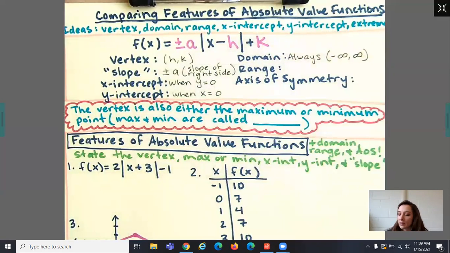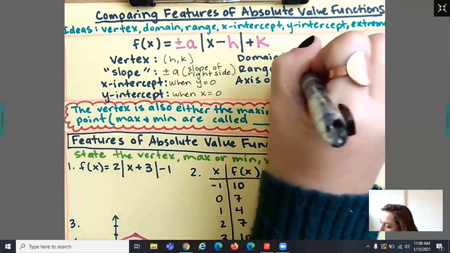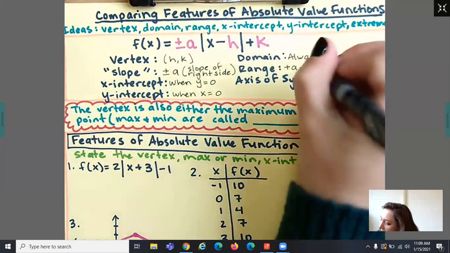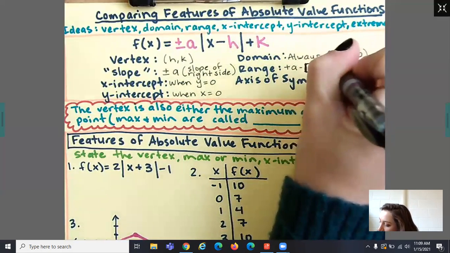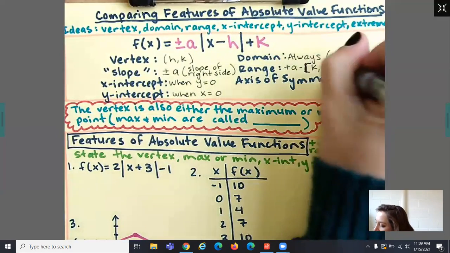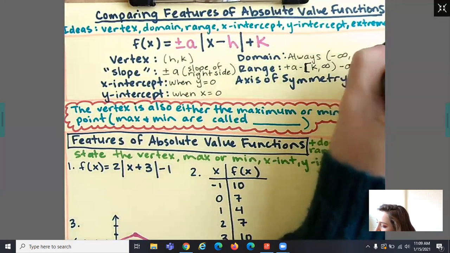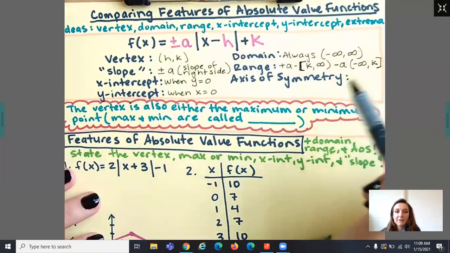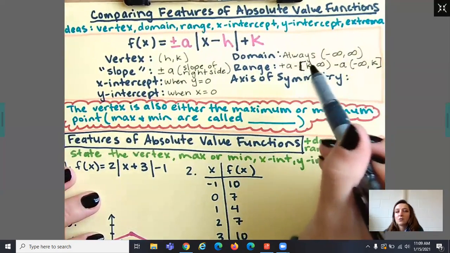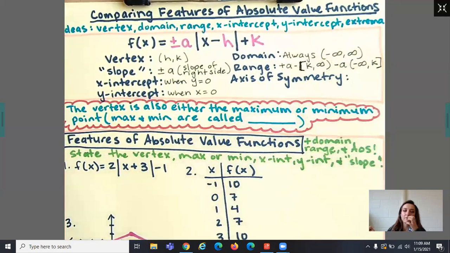With the range, it's a little bit weird. If you have a positive a value, then the range is going to be from the k value, and this is actually going to be a bracket here because it can equal the k value up until positive infinity. But if the a value is negative, then the range is going to be from negative infinity to positive k. Okay, so whatever your k value is, that's going to be in your range, and it's going to be equal to that k value. So we're going to have a hard bracket there, and it's either going to go to positive infinity or it's going to come from negative infinity.